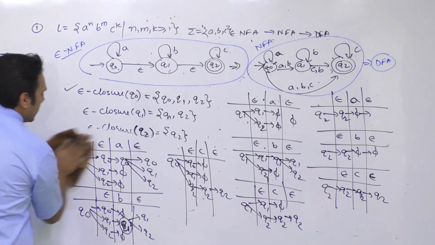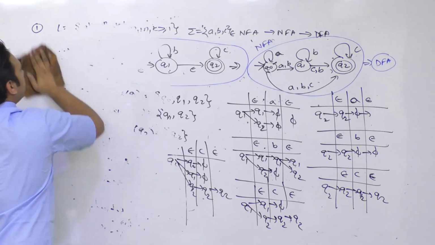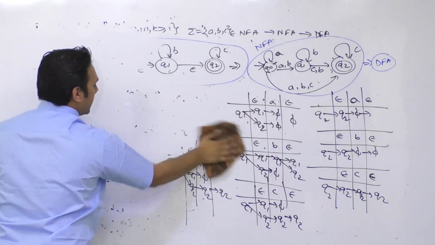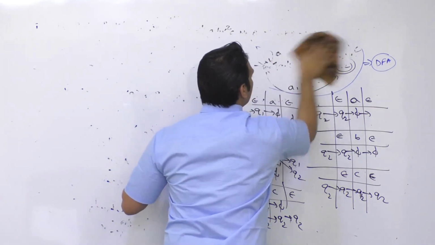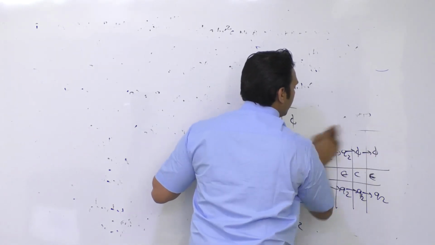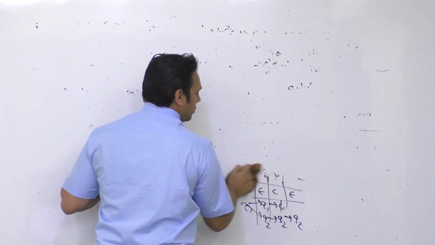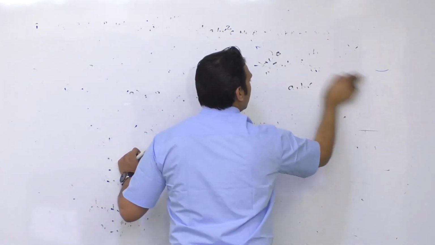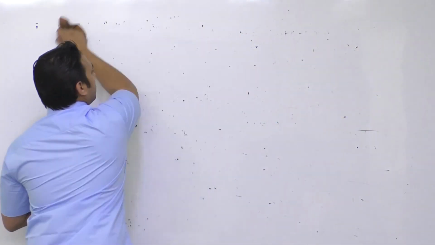Let me give one more example. Let me take one more example, then maybe you will be able to understand this. Okay. So let me take an easier example or a smaller example this time, so that you will be able to figure out what I'm trying to do here. This time the example was bigger, but I'll take a smaller example.